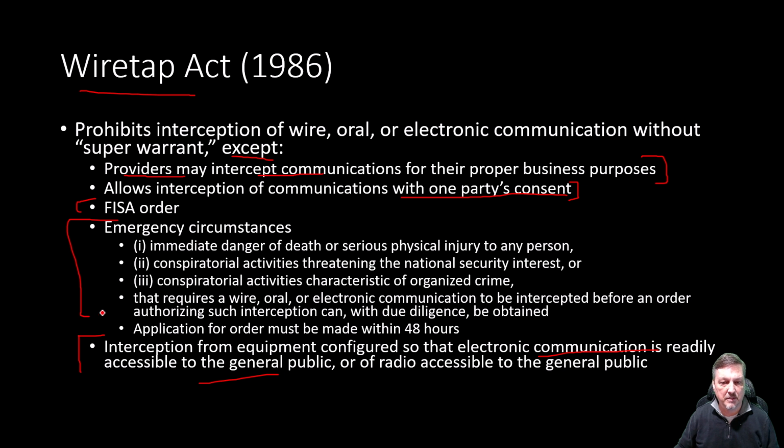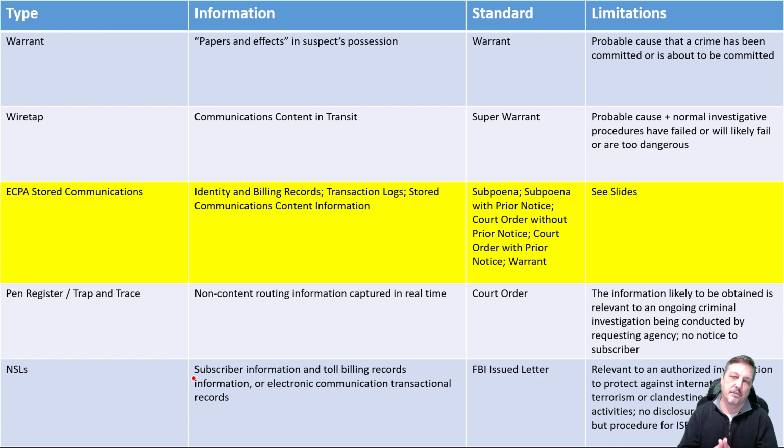And then emergency circumstances. Emergency circumstances can be really important, and they sometimes get invoked as a compliance matter with a private entity like a social media company. And this regularly happens where there's an indication that someone is suicidal, or where there's a child in imminent danger, those kinds of circumstances. So now we've talked about the pen register, trap and trace. We've talked about the wiretap. Let's talk about the ECPA and stored communications.